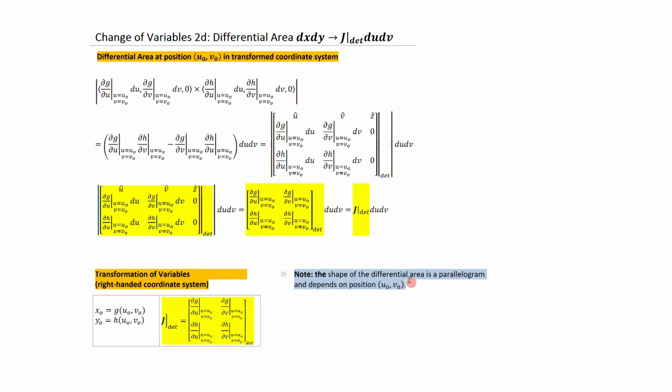Now, the shape of the differential area in this case is a parallelogram, but its shape depends on position in general. It'll depend on location u0 and v0, whereas in Cartesian, you ended up with a square or rectangular object, and it didn't matter where you were in the xy space, you end up with the same shape.